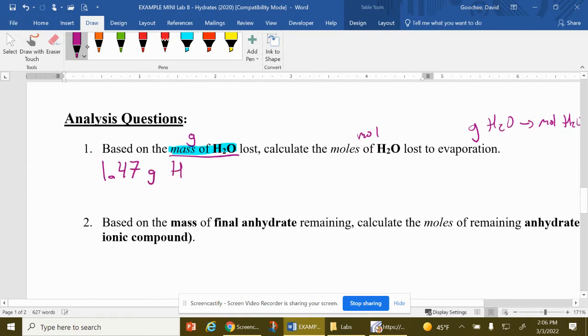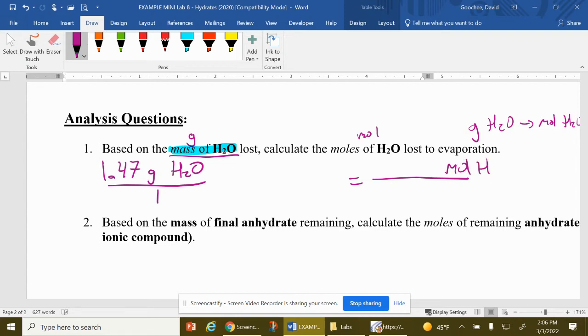1.47 grams of H2O. I put it over 1. And I want to figure out how many moles of H2O that is. So I need to get out of grams and into moles. So I'm going to put grams on the bottom, and I'm going to get into moles. Now you have to ask yourself, what's the relationship between grams and moles for H2O? Well, 1 mole is whatever the molar mass of H2O is.